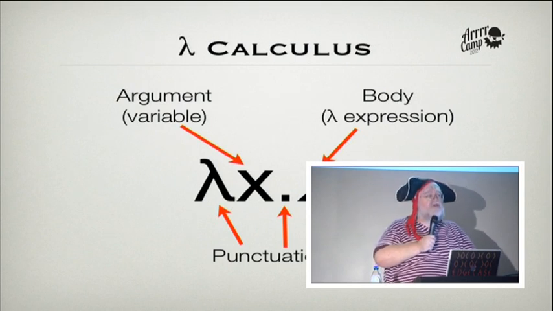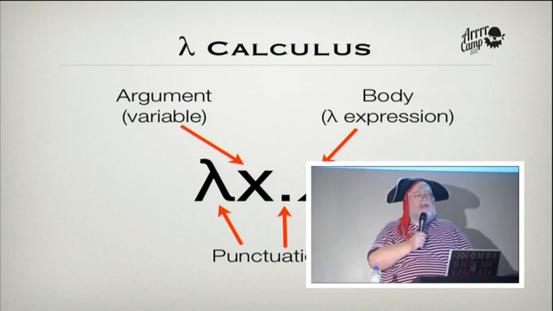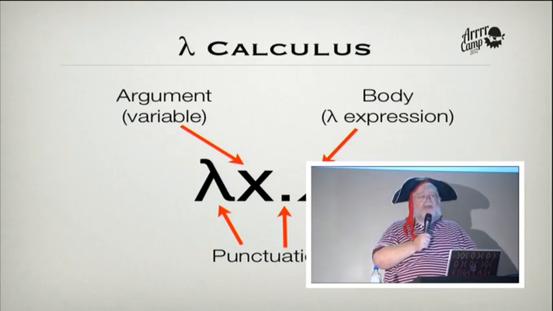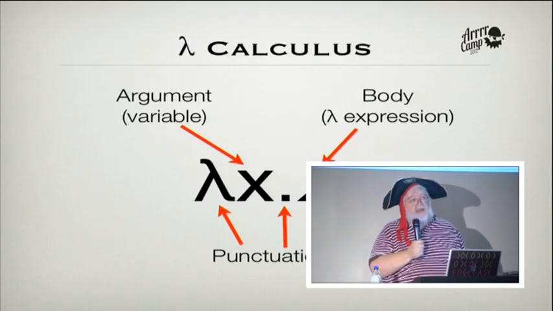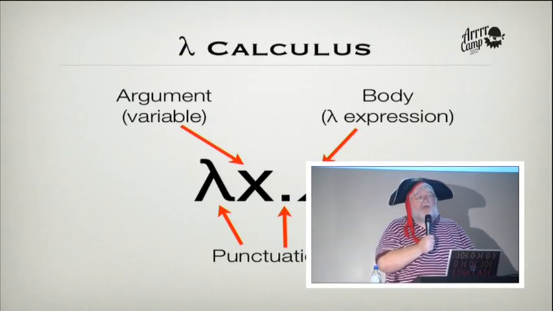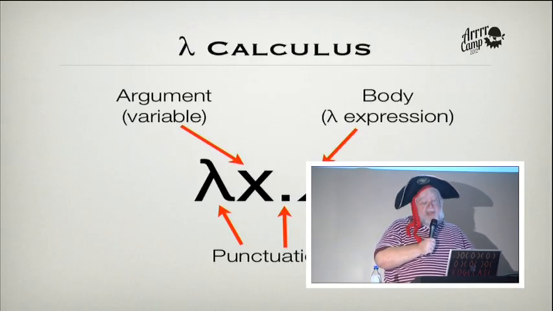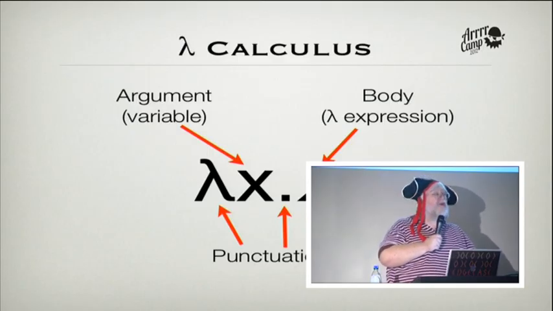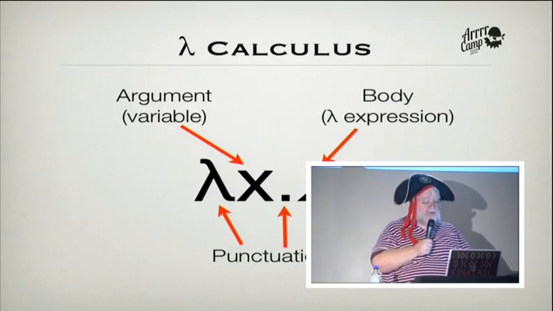The lambda introduces a function. The thing that comes after the lambda is the name of a variable. The dot separates the variable from the body of the lambda function. And then the body can be any other lambda expression, so it's recursively defined. Here, this is a function that returns its argument. So essentially, this is the identity function.